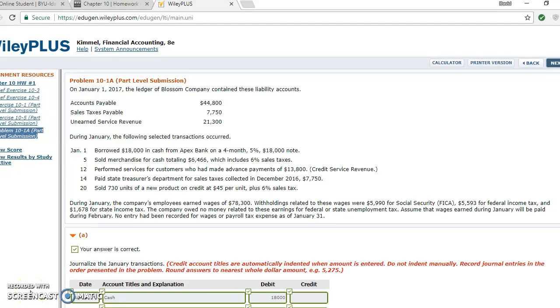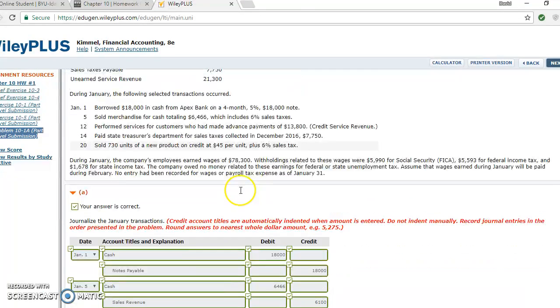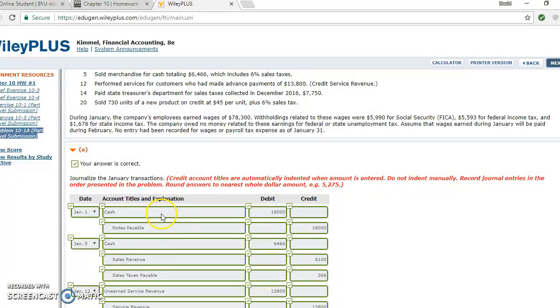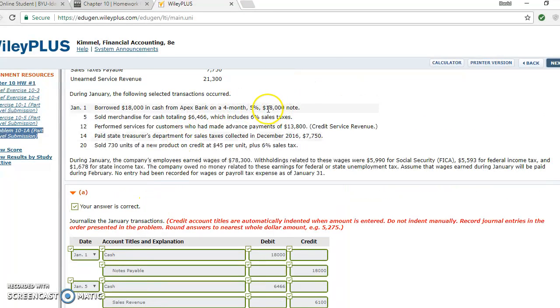Okay, so we're going to go over the problem in the first homework assignment. And the first part is asking us to journalize the January transactions. So that's this middle section here. So for January 1st, we debit cash for the notes payable note of $18,000 and then credit notes payable for $18,000.